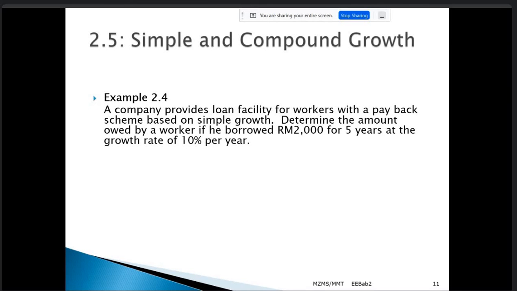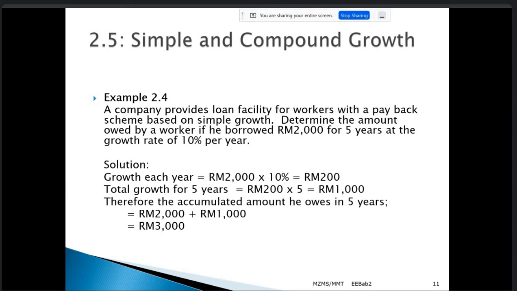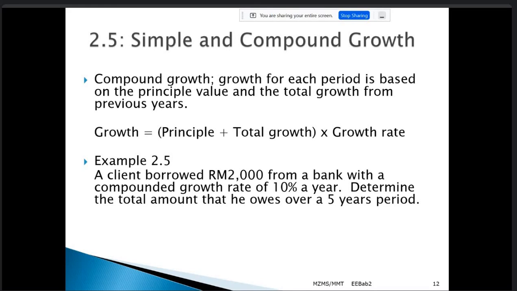Okay, so for example, a company provides a loan facility for workers with a payback scheme based on simple growth. Determine the amount owed by the worker if he borrowed 2,000 for 5 years at a growth rate of 10% per year. So growth each year is 2,000 multiplied by 10%, which is 200. Total growth for 5 years is 200 multiplied by 5, so total growth is 1,000. Therefore, the accumulated amount he owes in 5 years is 3,000. Very simple and straightforward.